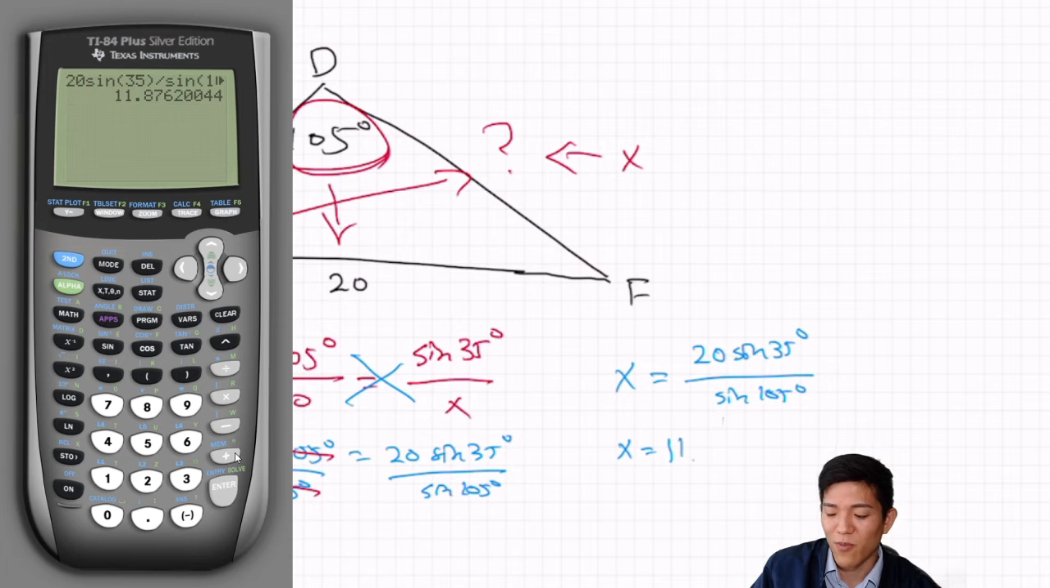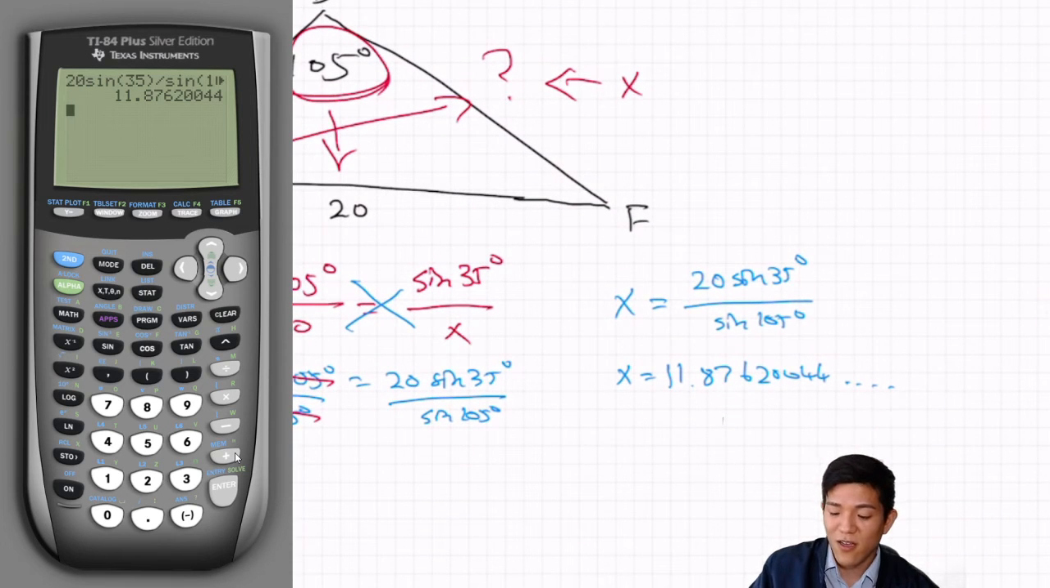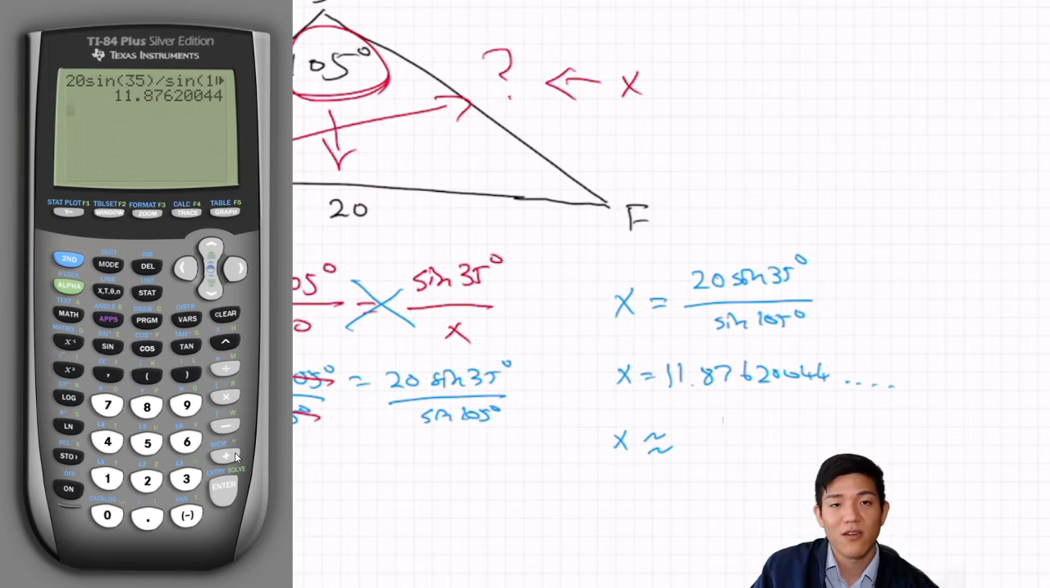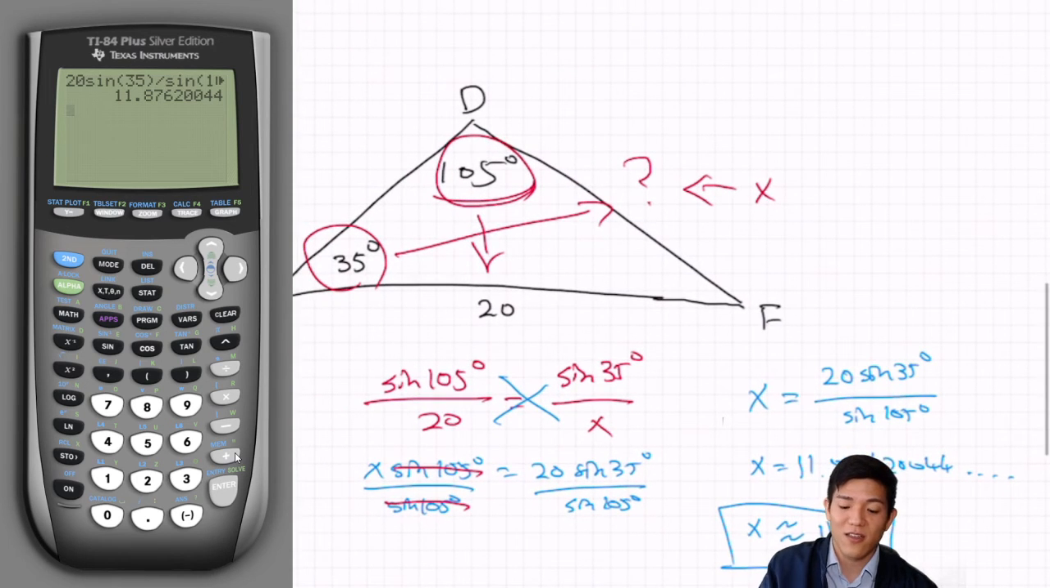11.87620044, and probably more. That's too much. So if we round it to the nearest tenth, x is approximately 11.9. Okay, and there we have it. That is how long the x was. And if you wanted to find this one, well, we know how big this angle is, right? By using the third angle. The triangle angles add up to 180 degrees, and we can use that to find that also.